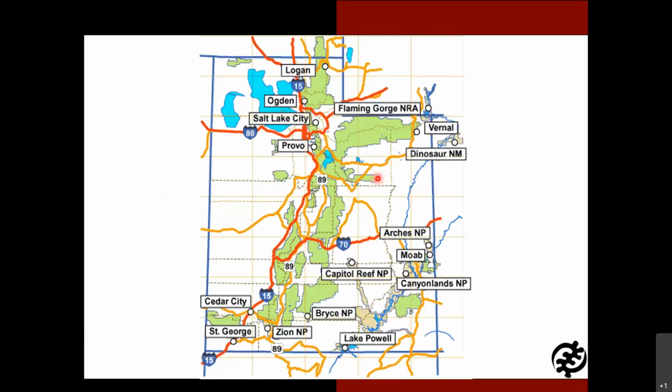But then there's this other thing. This is a map of the state of Utah. And right here is Canyonlands National Park. Now, Canyonlands National Park is divided into 3 chunks. There's the most touristy bit called Island in the Sky. That's in the northeast part of the park.